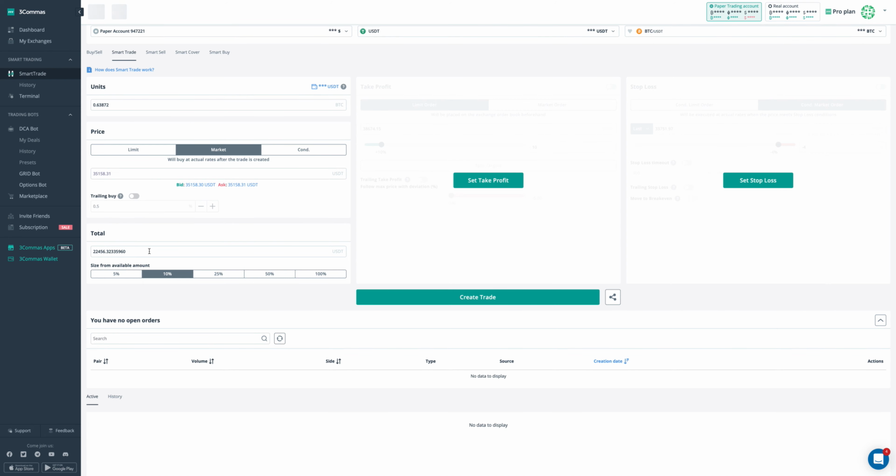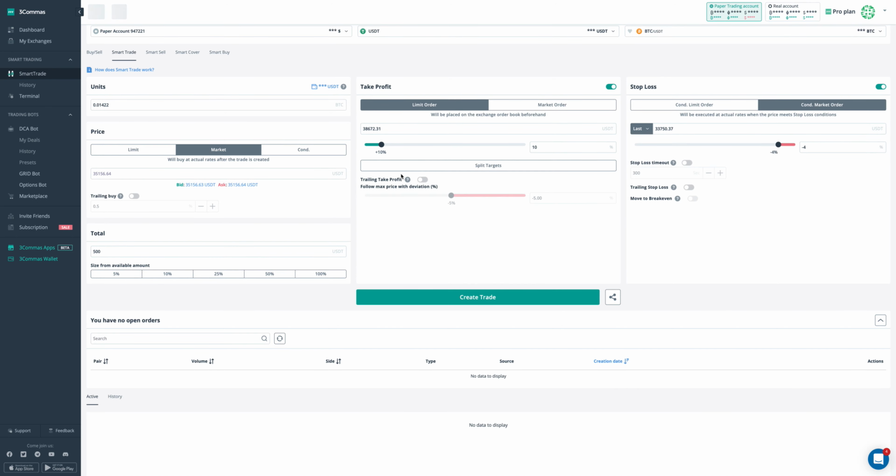Now over here we've got the amount that you're going to use. So you could do 5% of your account, 10% of your account, 25, and so on. Or you can just type in a figure yourself. So if you said, right, I'm going to buy $500 worth, you just type in 500. Now, here you've got your take profit and stop loss. So you could say, okay, take profit target is, you might have a figure in mind. So you're just going to say, all right, I want to take profit at $40,000. That'll tell you how much percentage that is profit. Okay. And you could say, right, my stop loss is going to be $35,000, right? So that'll do that for you there.